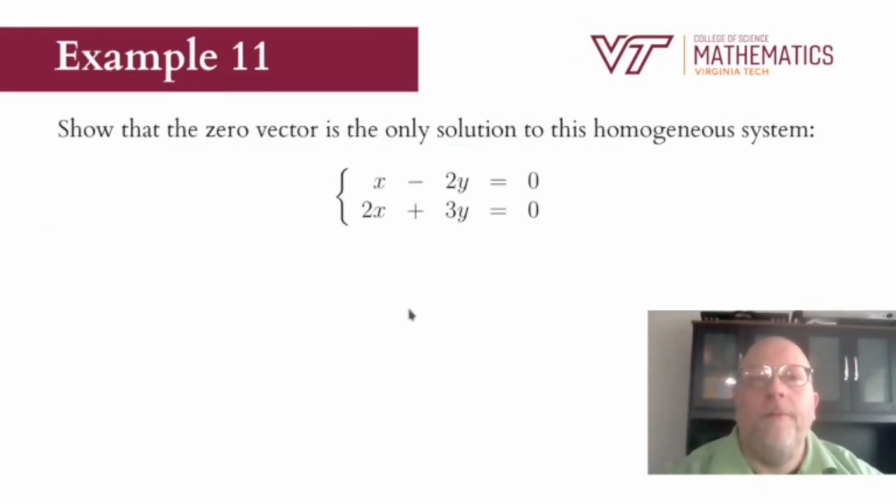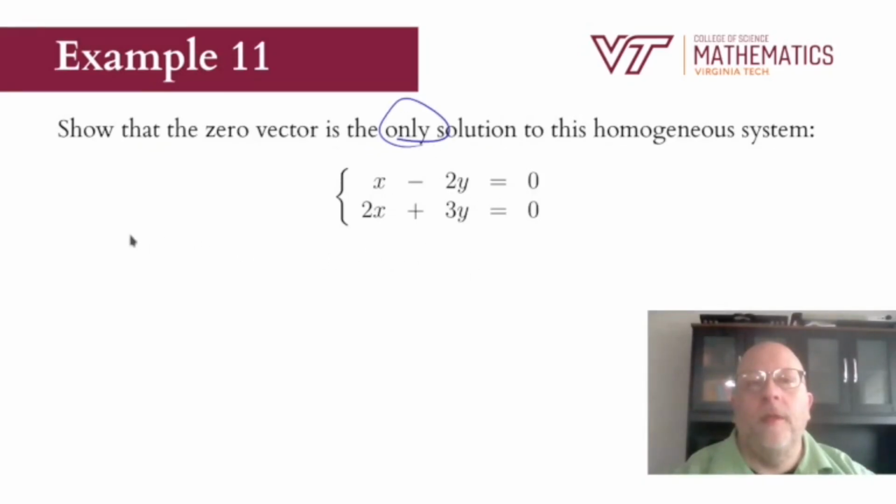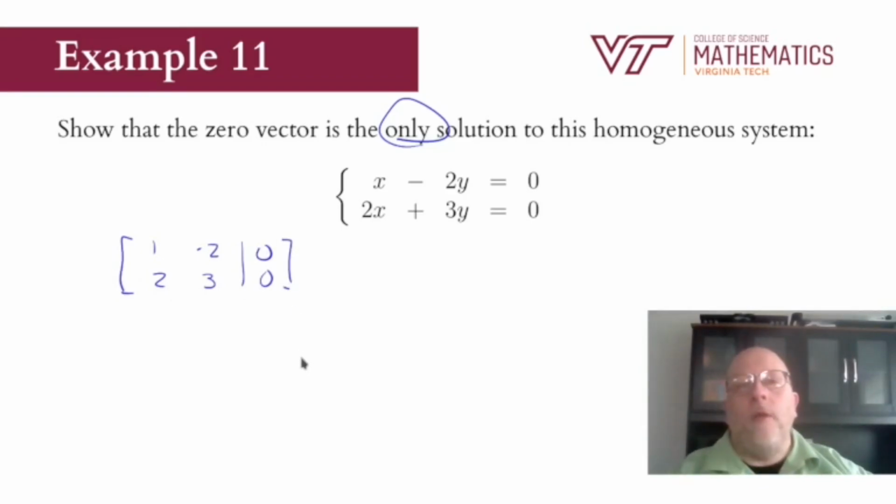So let's look at an example. We're going to show that the 0 vector is the only solution to this homogeneous system. So if I look at the augmented matrix here, we can put it into echelon form very quickly. It only takes one step. I have to just get rid of this 2. So I'm going to take row 2 minus 2 times row 1.